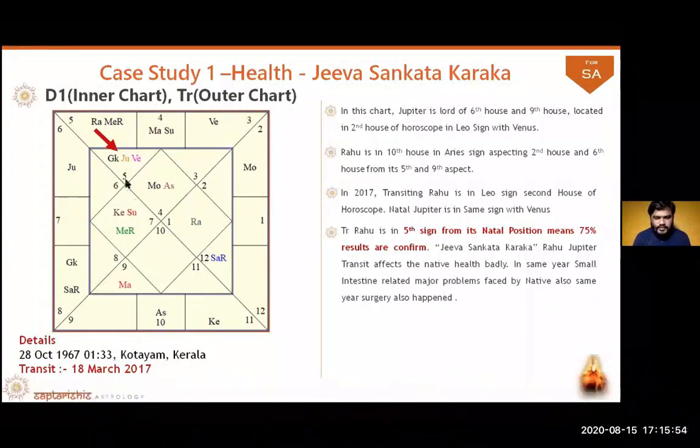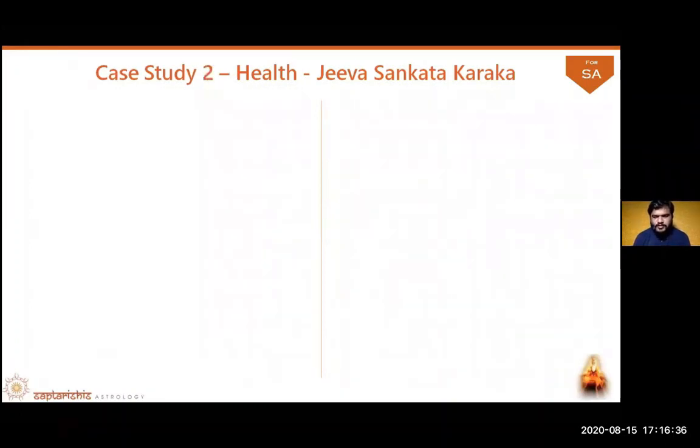Now you can see Jupiter in the Leo sign. Also the lord of the sixth house, Mars, is there. Mars is the significator of surgery, Shalya Chikitsa, this kind of thing. And Rahu is also affecting the second house and the sixth house in the natal chart. And in transit also, Rahu was transiting on Jupiter and aspecting the sixth house. So problems in the intestine, especially the small intestine, and surgery, both events took place when Rahu was transiting over the natal Jupiter. This was the first rule of Jeev Sankata Karaka. Now see the second example.